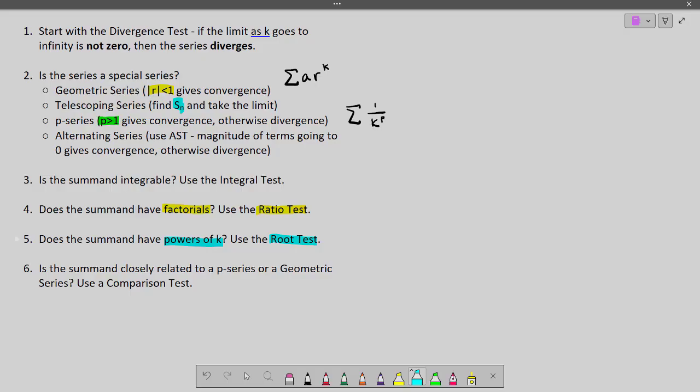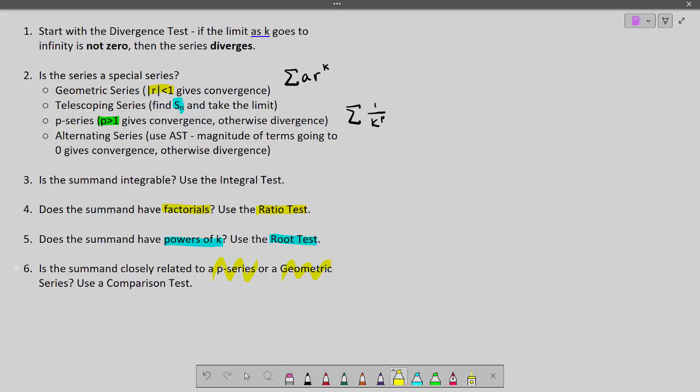So those two also tend to be pretty obvious. And then the last thing here is maybe we have a series that's P series-ish or geometric series-ish. Looks sort of like a geometric series, looks sort of like a P series, but it's not. Then we go to a comparison test.